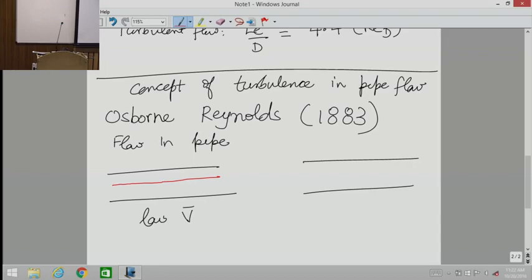Whereas when he increased the velocity to a much higher limit, and he put in this marker here, the marker followed some sort of an irregular pattern. Okay? It's the same flow.